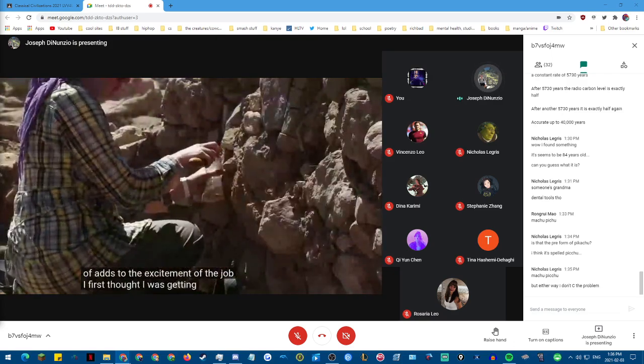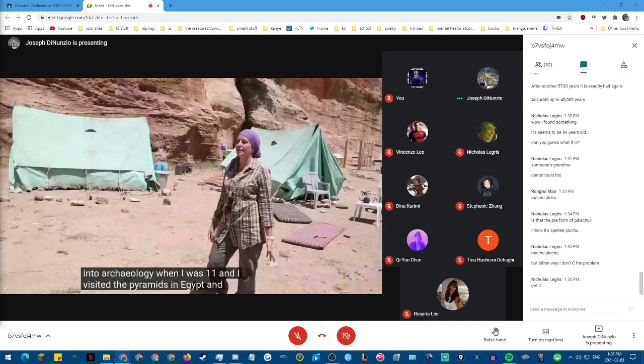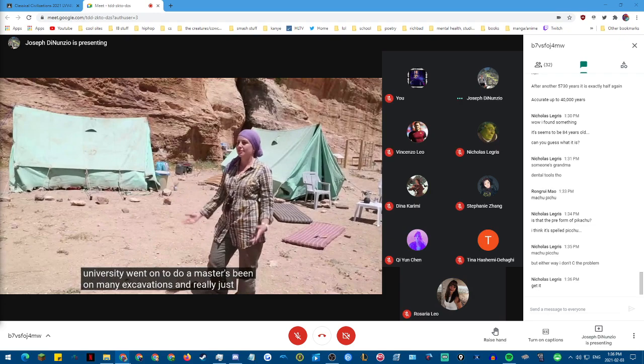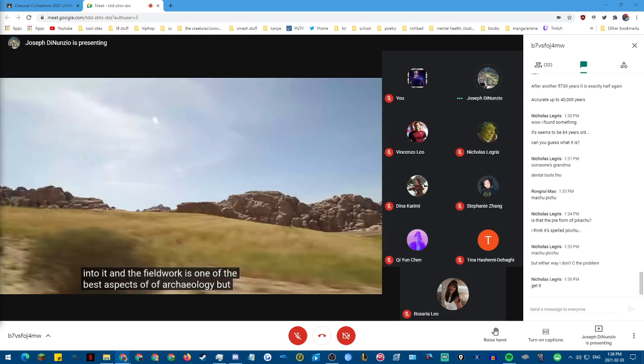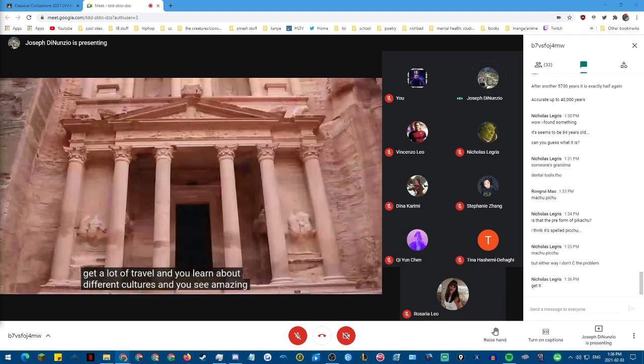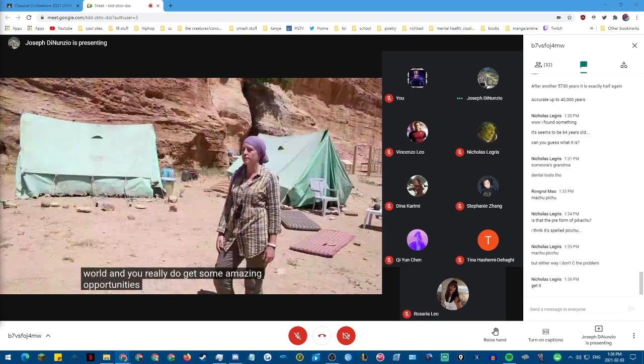So I first started getting interested in archaeology when I was 11, and I visited the pyramids in Egypt. And then I went on to do it as an undergraduate at university, went on to do a master's, been on many excavations and really just got into it. And the field work is one of the best aspects of archaeology. So you get a lot of travel and you learn about different cultures and you see amazing archaeological sites all around the world, and you really do get some amazing opportunities.